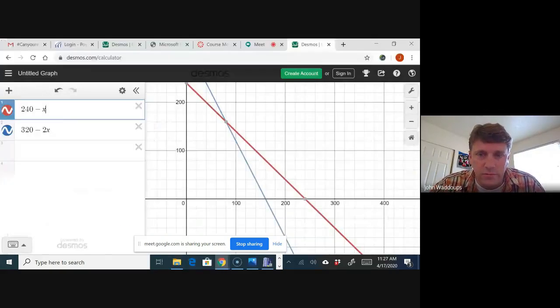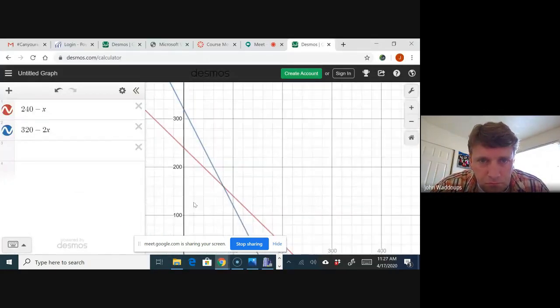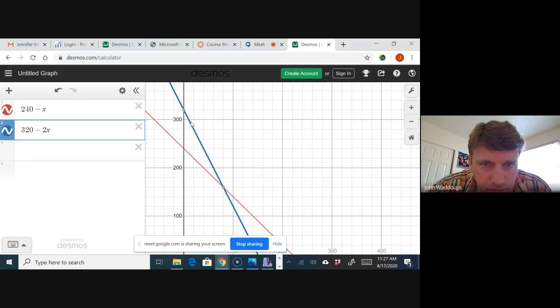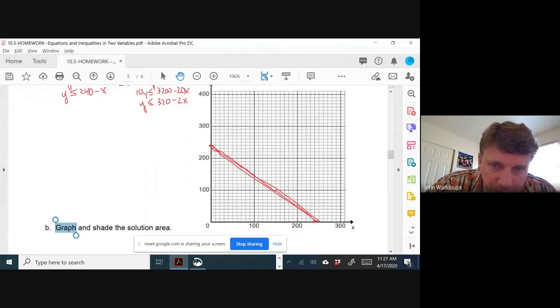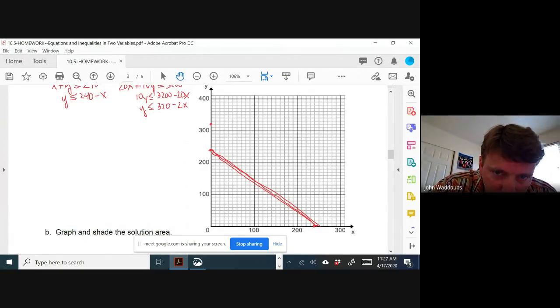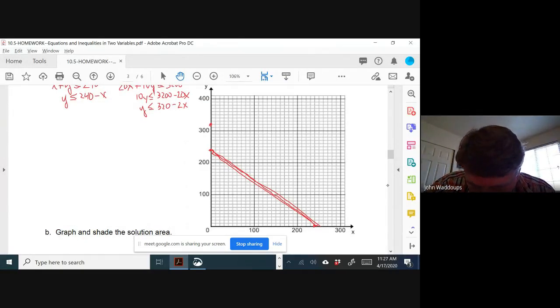Okay, so when I go back to the other one, its x-intercept is at 320, and its y-intercept is at 160. So I'll go up to 320 and down to 160.